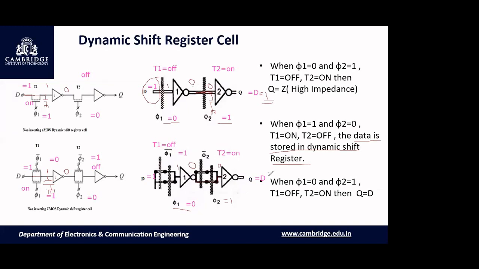Clear. So we'll try to operate the dynamic shift register. It may be NMOS or CMOS. This is non-inverting. Whatever input you apply is inverted at the first inverter, and again inverted in the second. Whatever input you apply at D, you will get at the output. Is this clear? Understood, no?